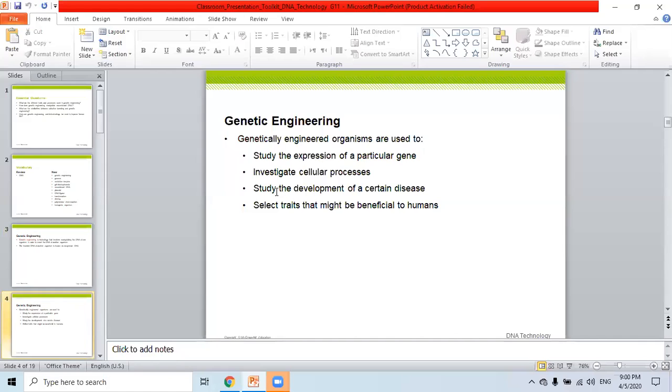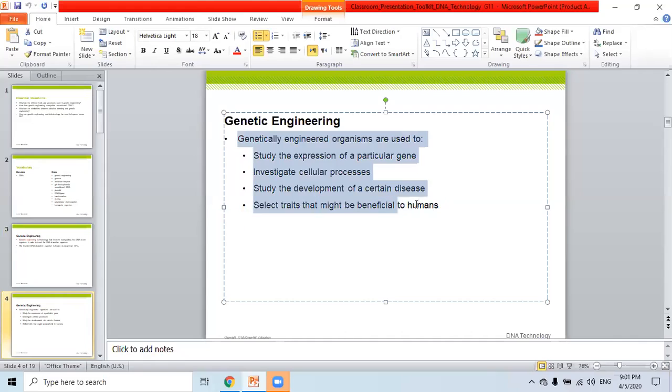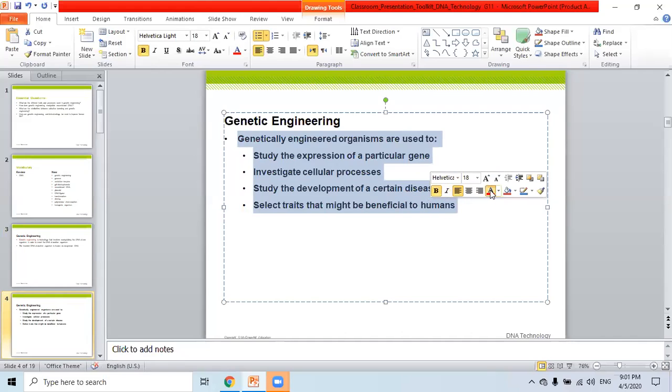Genetically engineered organisms are used to study the expression of a particular gene. Very important to know this. This question is really very important. The question could be coming to you here. This is really important. So I may ask a question like this.